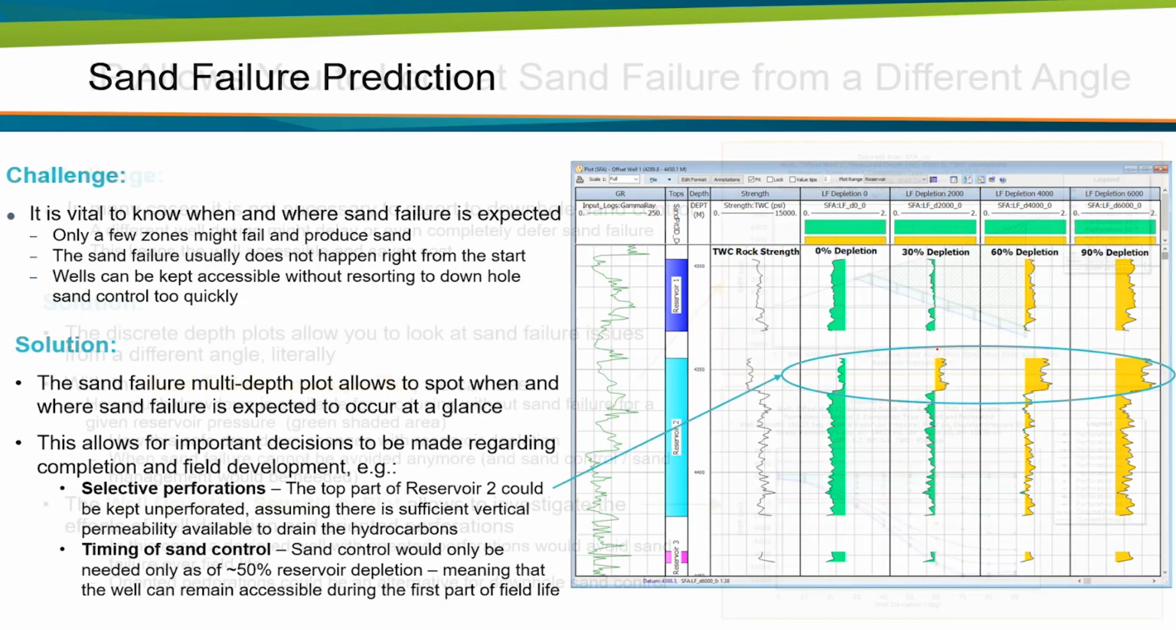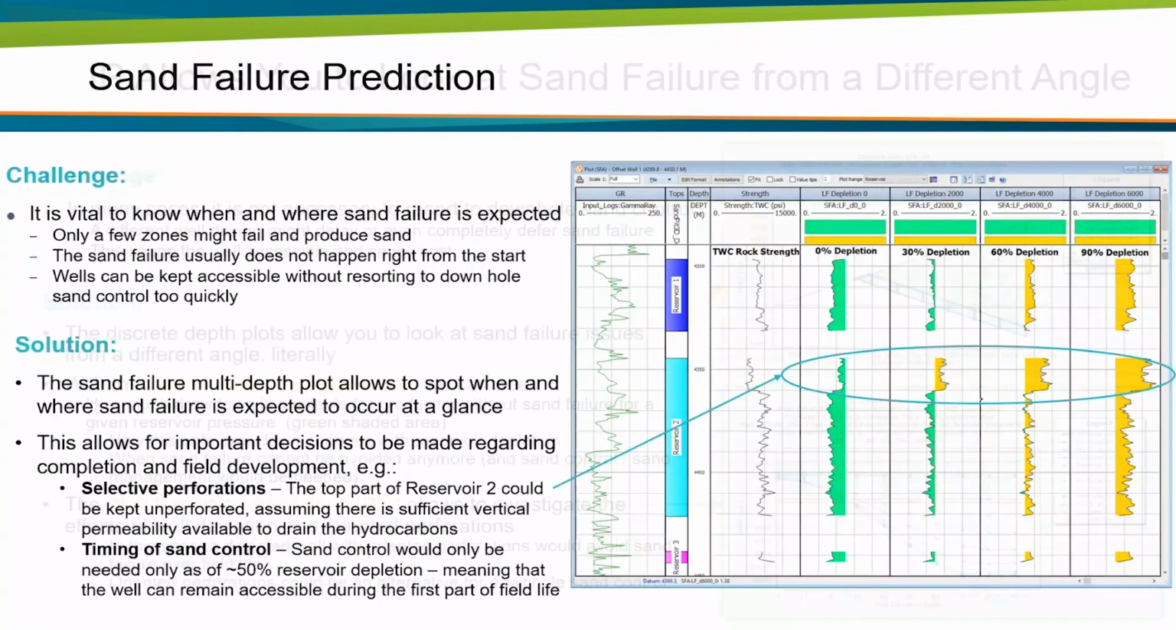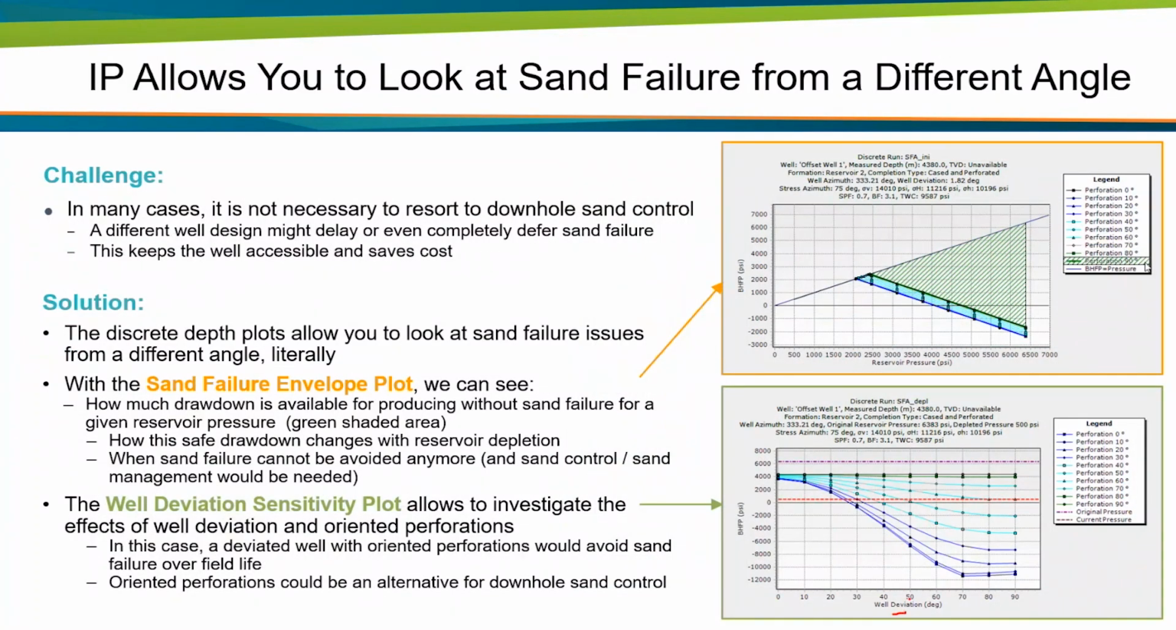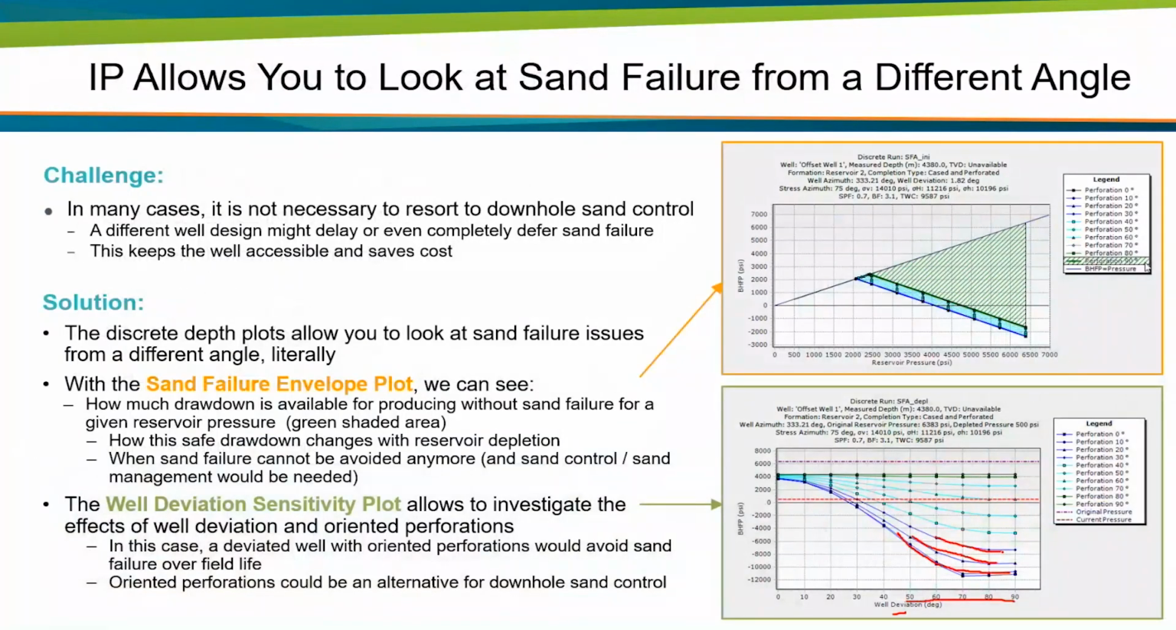And you have the option even of studying, what if I would drill a well with a certain deviation angle instead of a vertical well? So this is from a vertical well. If I would drill a deviated well with a deviation of more than 45 degrees and I use oriented perforations, then I could maybe delay or even avoid sand failure, right? Now, I can imagine that this went a bit fast for some of you, probably most of you. If you have any questions about it, you can ask me afterwards, or you can simply email me.